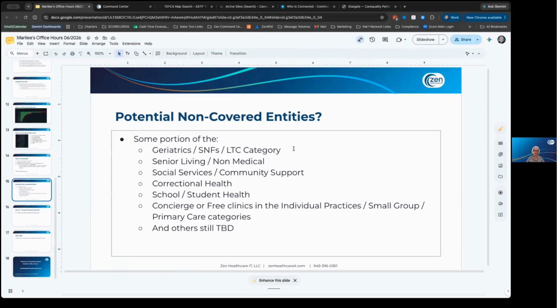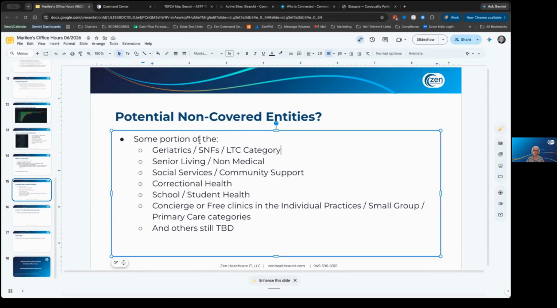I would expect that some of the folks in the long-term care category might be people that don't take insurance. Certainly a number of the senior living entities that we specifically designated in our analysis as non-medical would fall in that category. We picked up about 700-800 of them. I suspect that they're underreported in the numbers right now.